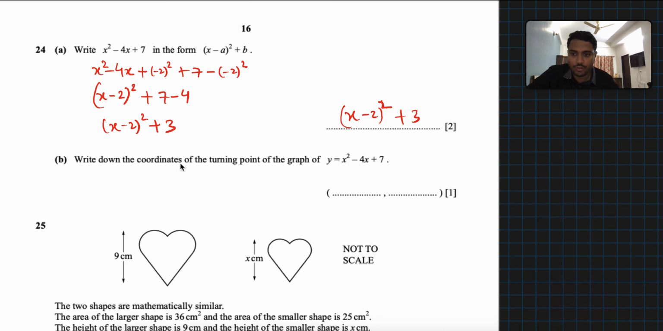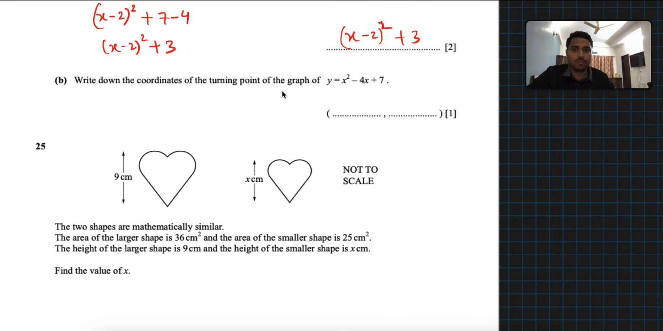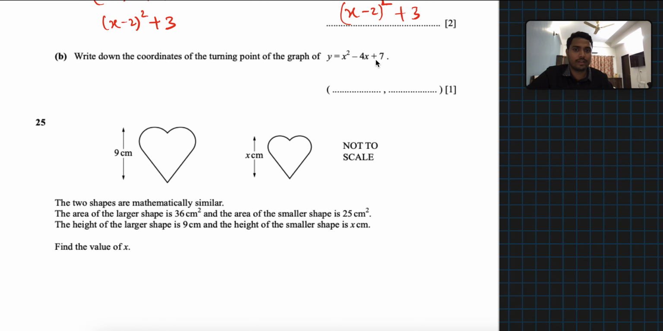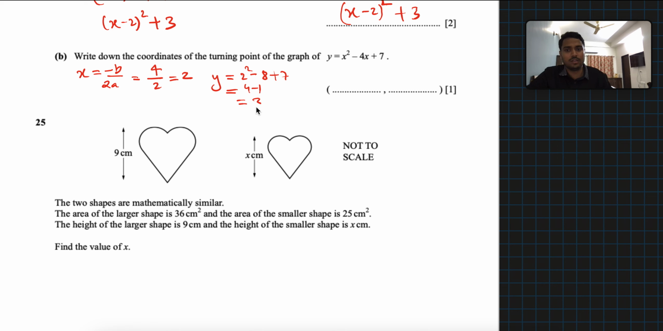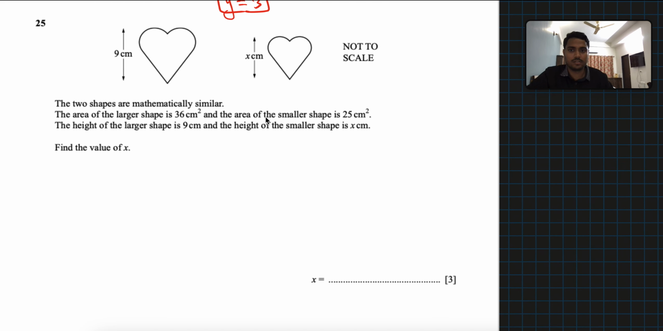This is the answer. Moving on to part b, it says write down the coordinates of the turning point of the graph of y equals to x square minus 4x plus 7. So for turning point, x equals to minus b over 2a, that is minus minus 4, so 4 over 2 into a, so just 2, so 2. So x component is 2, y component, y is equals to 2 square minus 4 times 2 plus 7. So minus 8 plus 7 is minus 1, 2 square is 4, 4 minus 1, that is 3. So the answer is 2 and 3 for y. So 2, 3. That's the answer.